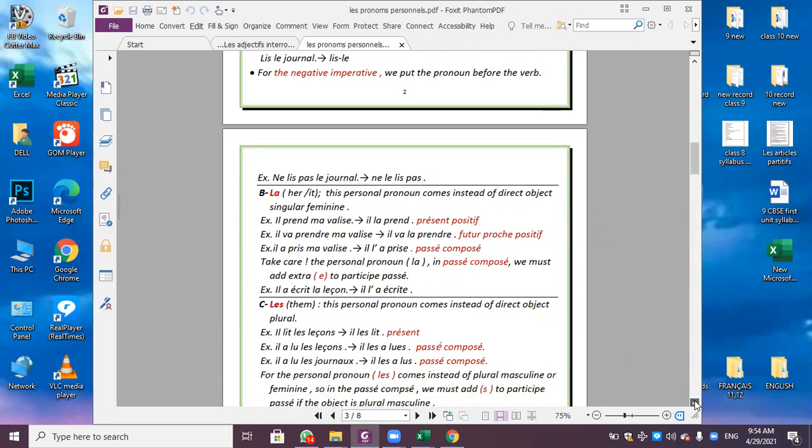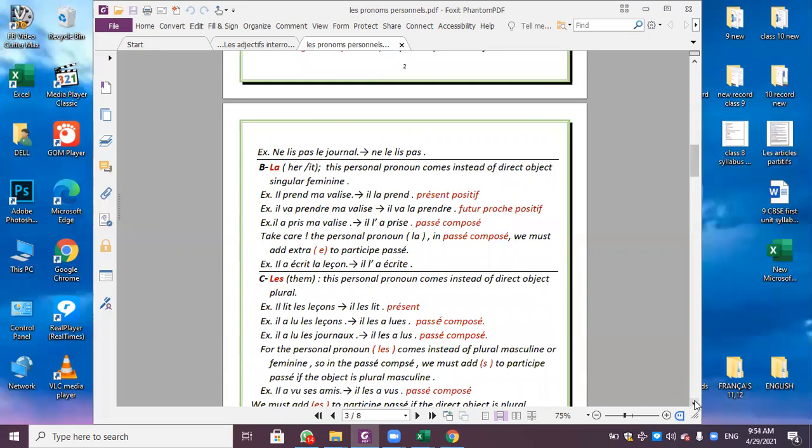Les means them. This personal pronoun comes instead of direct object, plural. Il lit les leçons, il les lit. Il a lu les leçons, il les a lus. We add an extra es if the removed word is plural feminine. Il a lu le journal, il les a lus. Passé composé, especially passé composé, plus-que-parfait and futur antérieur.